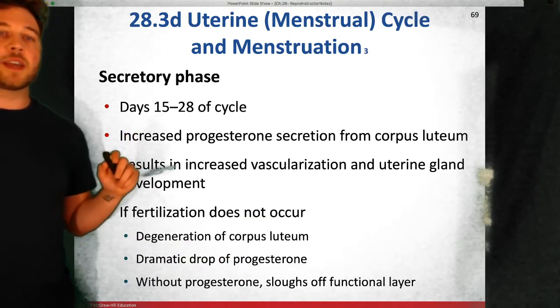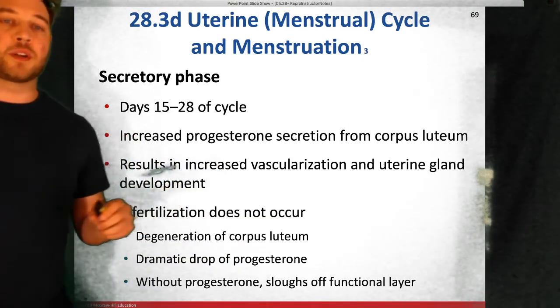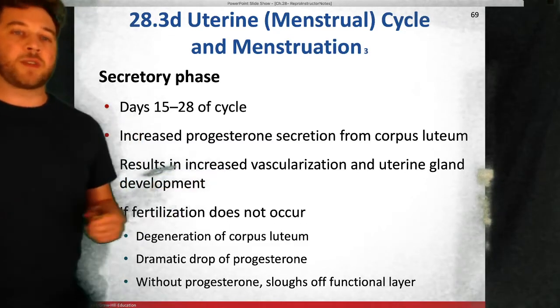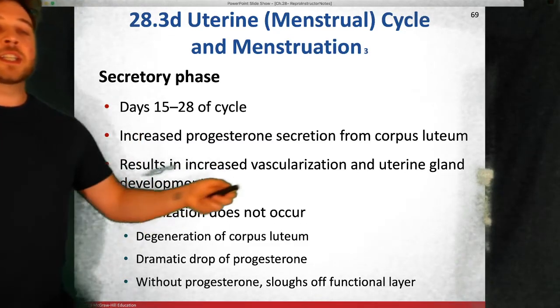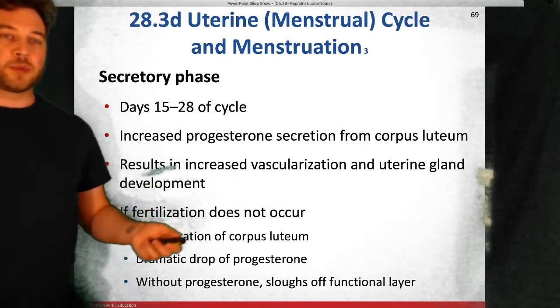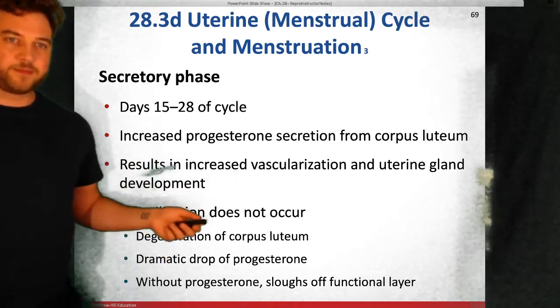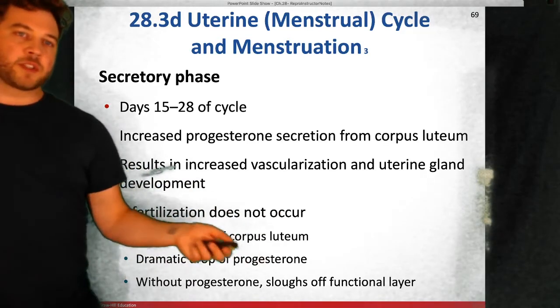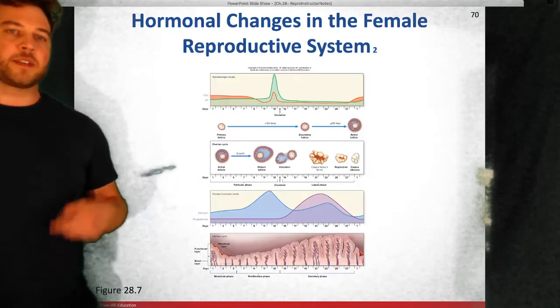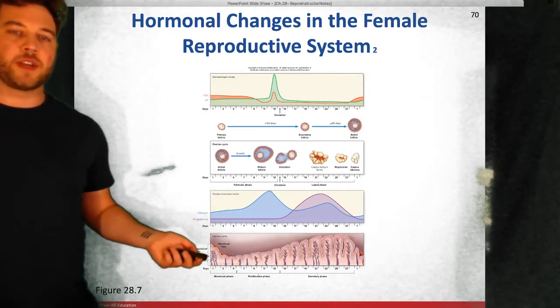And then the secretory phase: increased progesterone from the corpus luteum results in increased vascularization and uterine gland development. If fertilization does not occur, the corpus luteum will degenerate. You have a big drop in progesterone, and without that, the functional layer will slough off. Once it sloughs off, you start again in your menstrual phase.